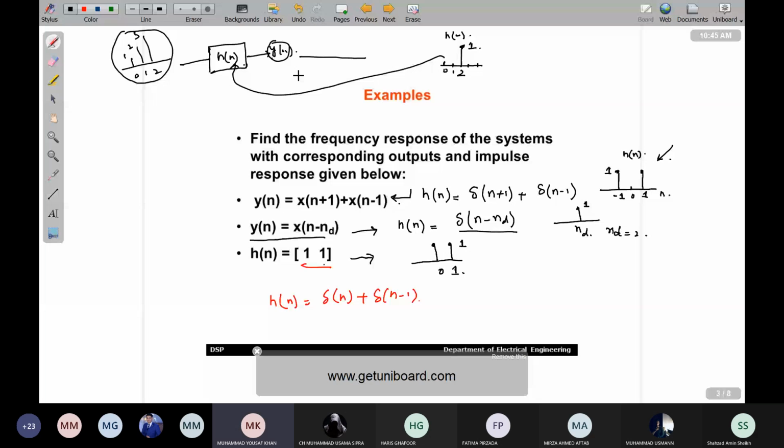So, I would get 3. Sorry? What will happen to the output?